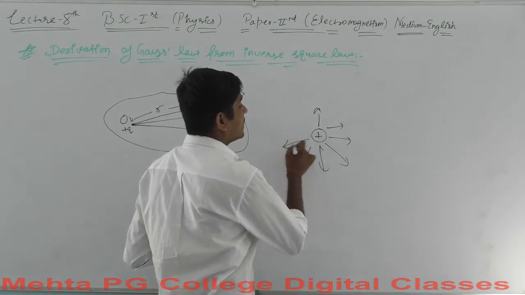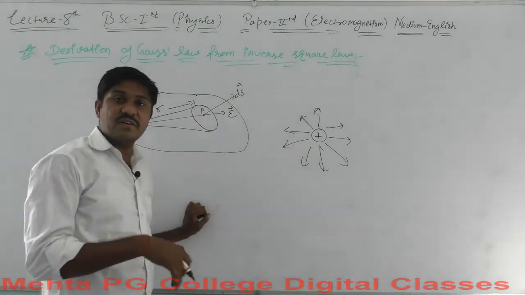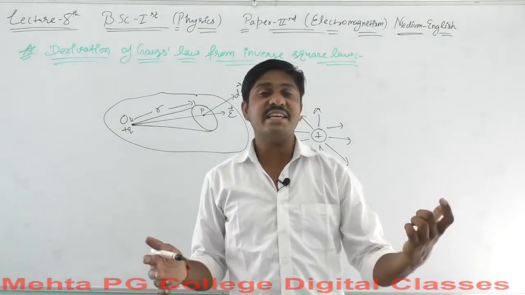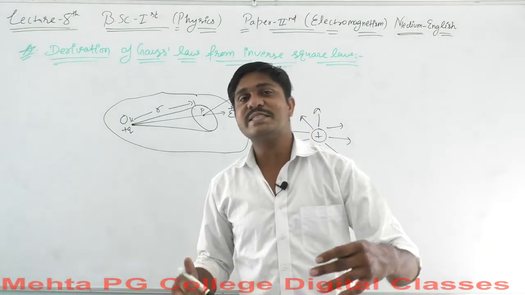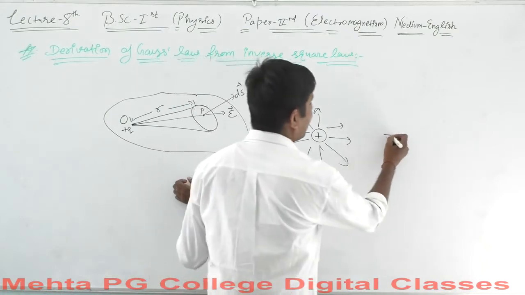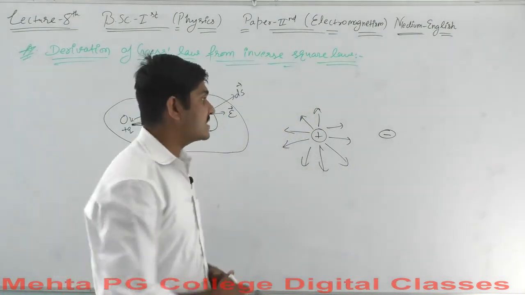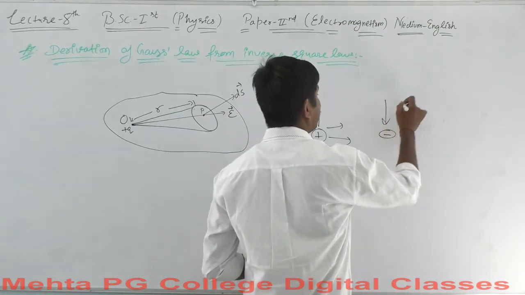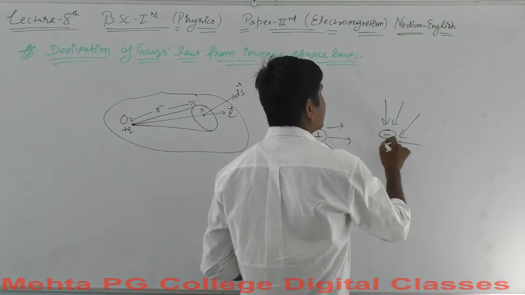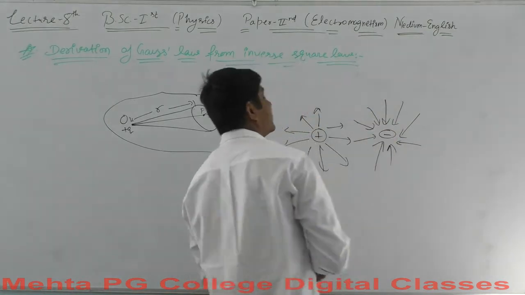Every time there is a positive center, the direction of electric field will be outward, because it doesn't like anything to be on itself, it is selfless. But every time you consider a negative center, the direction of electric field will be inward. The electric field lines are entering the negative center.